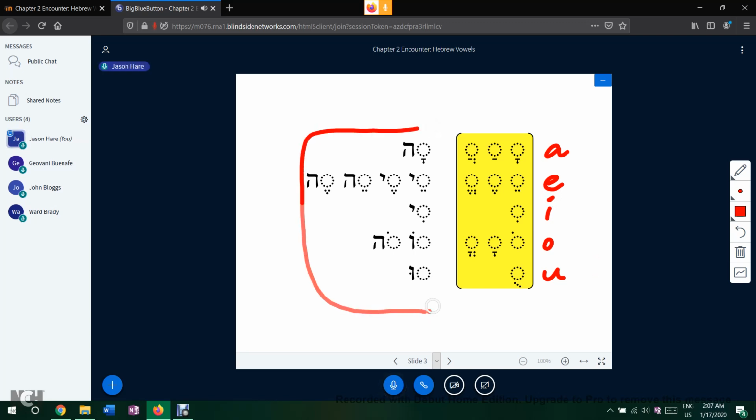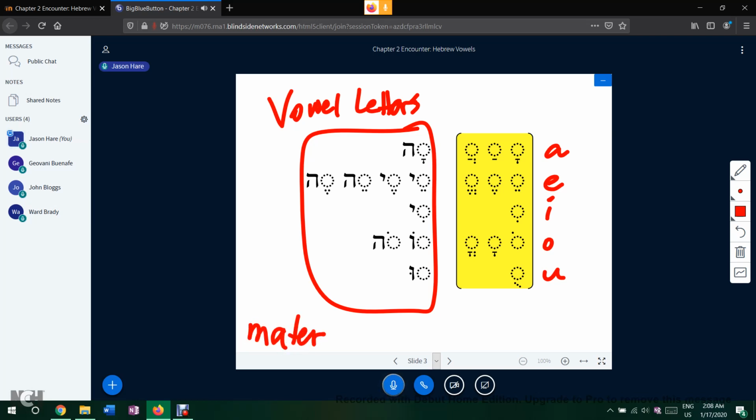These are what we call vowel letters. These are consonants that are used to represent vowel sounds. And they have a fancy Latin name. The word for mother in Latin is mater. When we have the plural, it's matres. Matres is mothers, and lectiones is reading. Mothers of reading. This is what we call vowel letters. They're consonants that are used to represent vowel sounds.